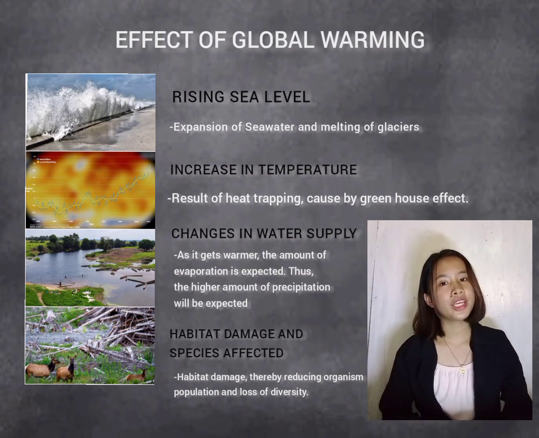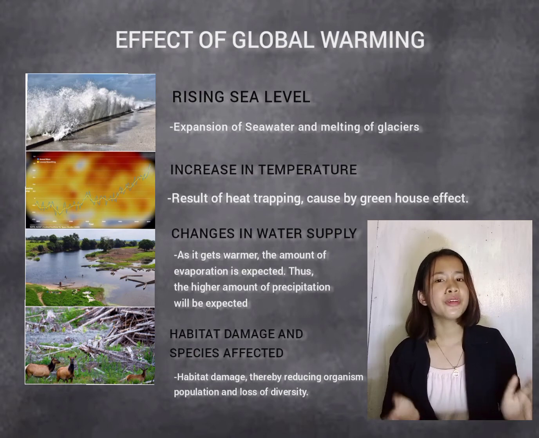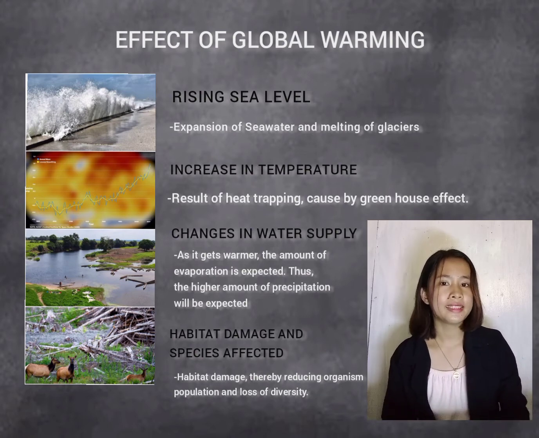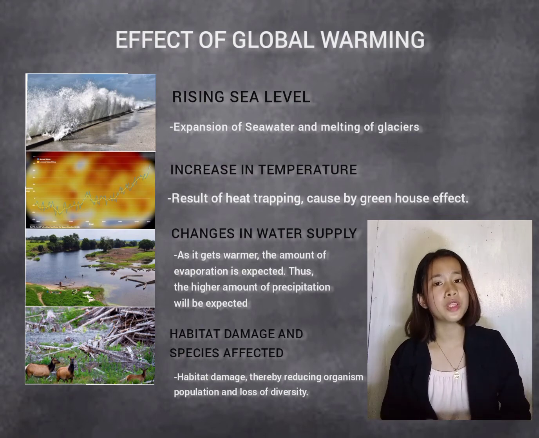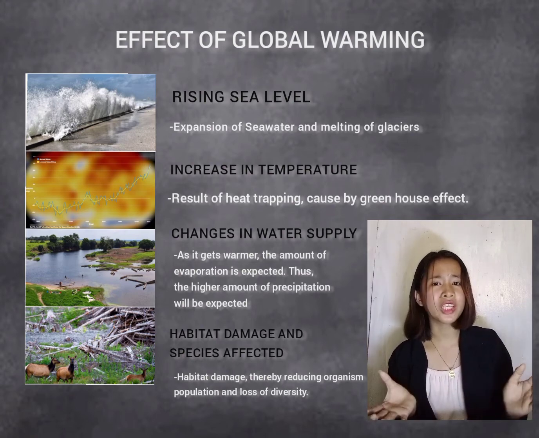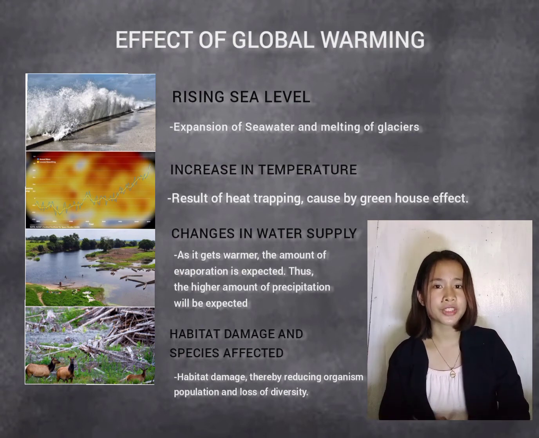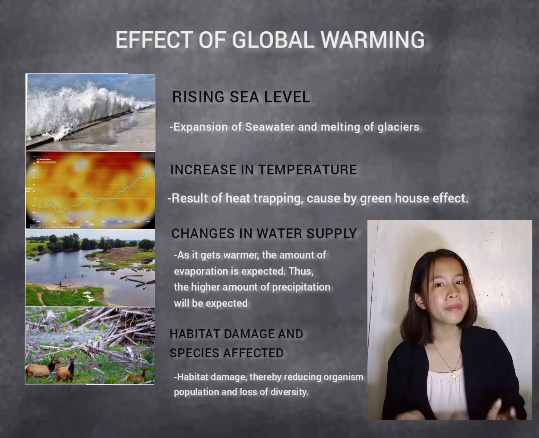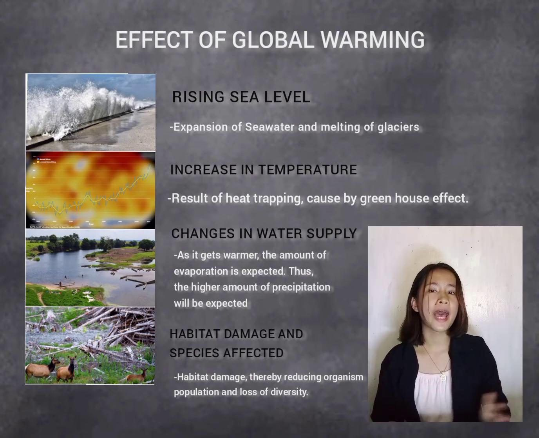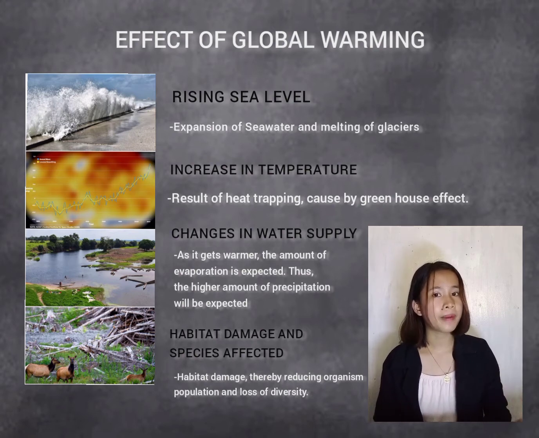Next is the changes in water supply. Because of higher temperature, it is expected that biological cycles will be affected, especially water supply. As it gets warmer, the amount of evaporation is expected to increase, thus a higher amount of precipitation will be experienced. The fourth one is habitat damage and species affected. Global warming also contributes to habitat damage, thereby reducing organism populations and causing loss of diversity.